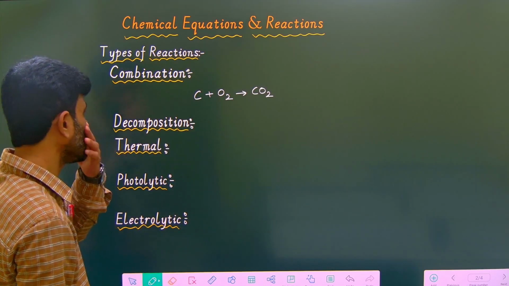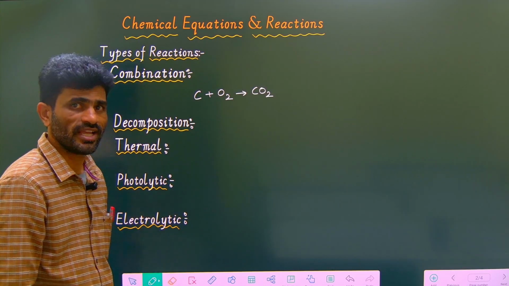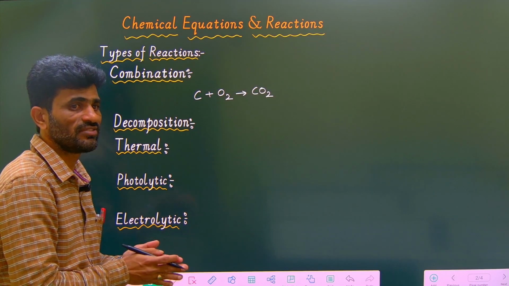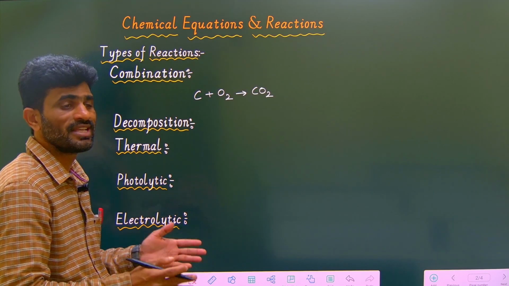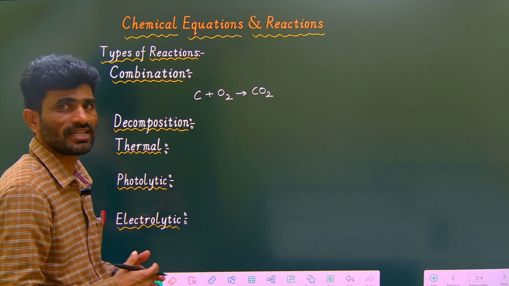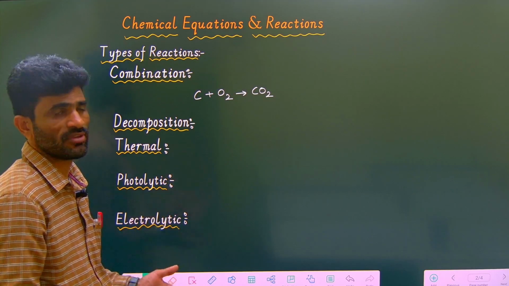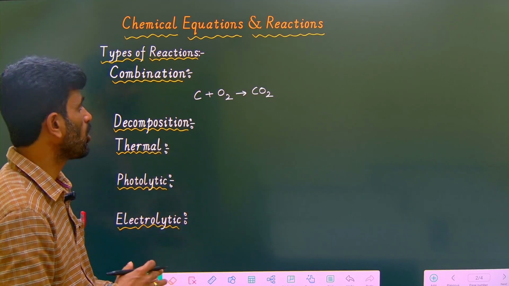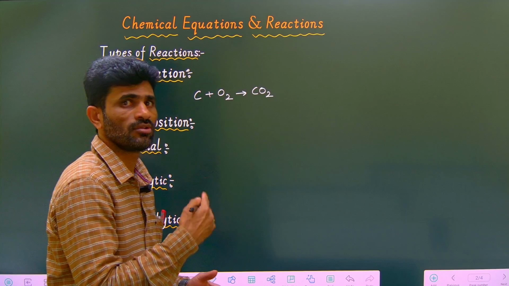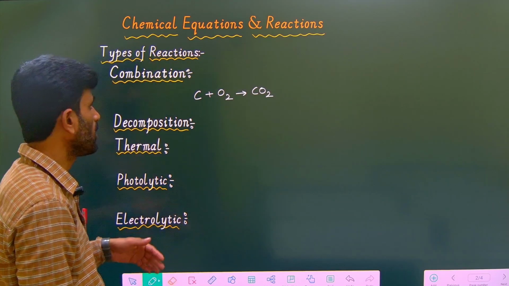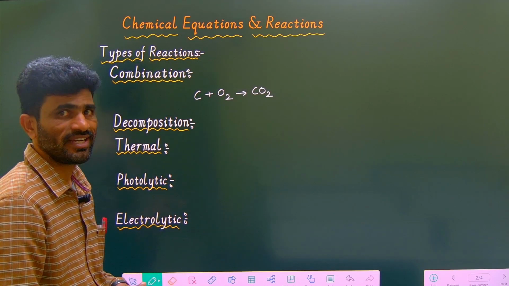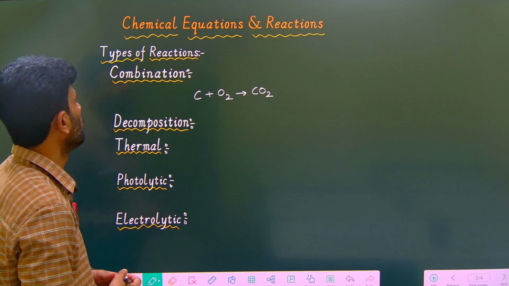What is a decomposition reaction? Decomposition reaction means what? In the name itself it is there, it will be decomposed. A single reactant will be there, many products will be there, opposite to the combination. In combination, many reactants, single product. In decomposition, single reactant, many products.